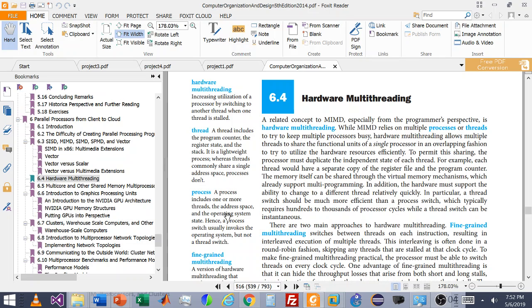So processes, right, are invoked and handled by the operating system. Whereas a thread, so what's the difference between a process and a thread, right? A thread includes the program counter, the register state, and the stack. It is a lightweight process, whereas threads commonly share a single address space, processes don't.